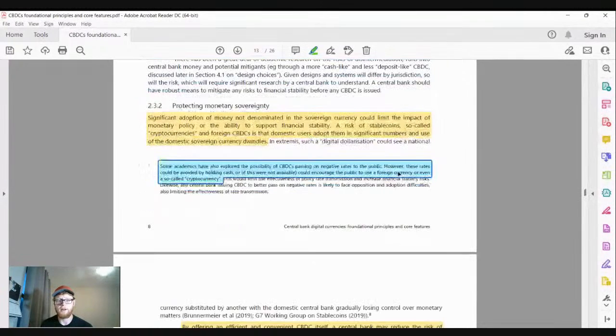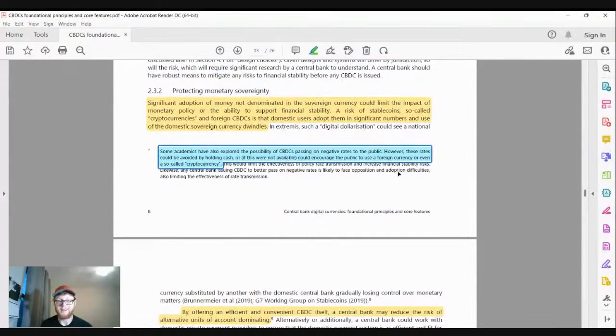Another thing to talk about is protecting monetary sovereignty. So, a significant adoption of money not denominated in the sovereign currency could limit the impact of monetary policy or the ability to support financial stability. Basically, they lose control over the money, or they'd have less control with what they have, right? And so essentially the control they do have over the monetary system, or would have more so in this case for a central bank digital currency, it would decrease the actual real world effect it would have, right?